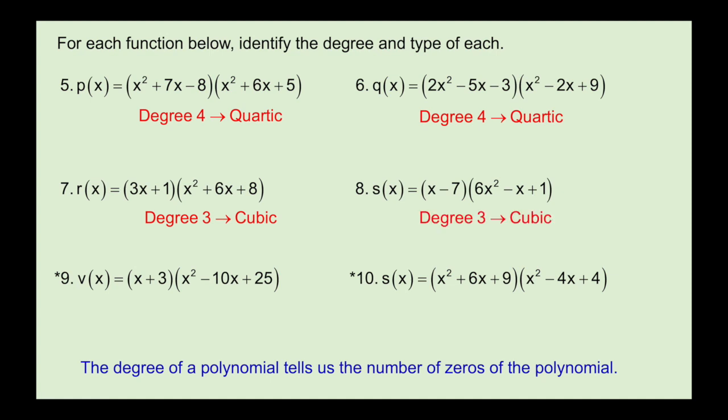For number 9, we multiply x times x squared. Again, that's going to give us a degree of 3, and that's going to be cubic. And then for 10, we would be multiplying x squared times x squared, giving us x to the fourth. That's a degree of 4, which is quartic. And what we really want to pay attention to here and know going forward is that the degree of the polynomial tells us the number of zeros in the polynomial.